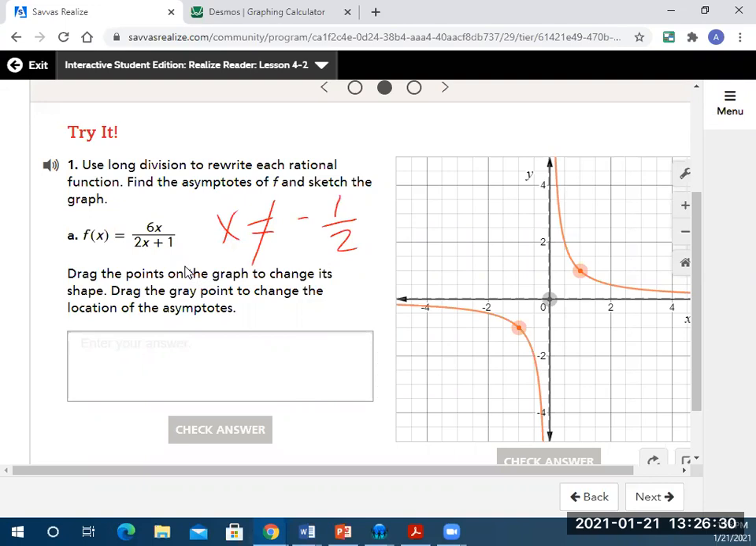So here's the easiest one. What is my range? Y does not equal 3. How'd you get that, Ani? 6 divided by 2, right? My leading coefficient in my numerator divided by my leading coefficient in my denominator. 6 divided by 2 is 3. So y does not equal 3.